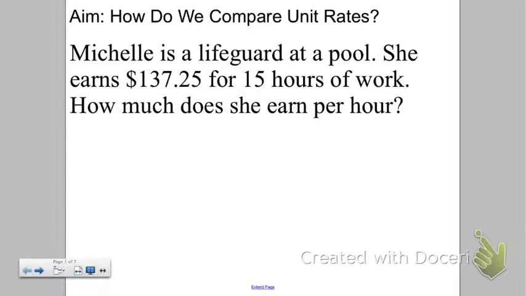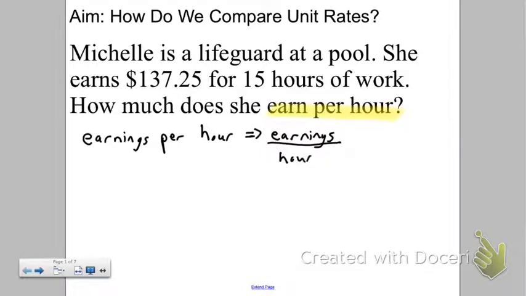In this question, we need to know how much does she earn per hour. So we need to find her earnings per hour. When you have earnings per hour, that's equal to her earnings over the amount of hours that she works. If she earns $137.25 for 15 hours of work, that's going to give us the amount that she earns per hour.